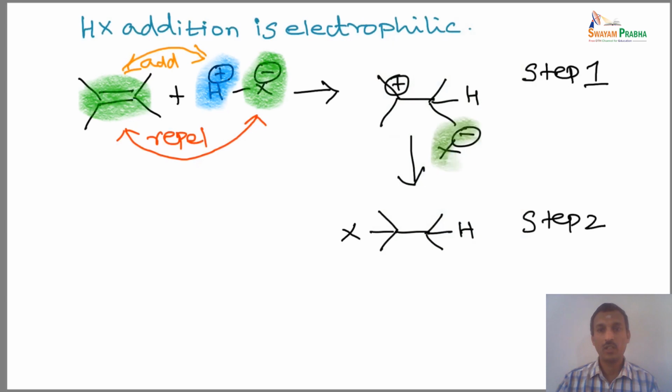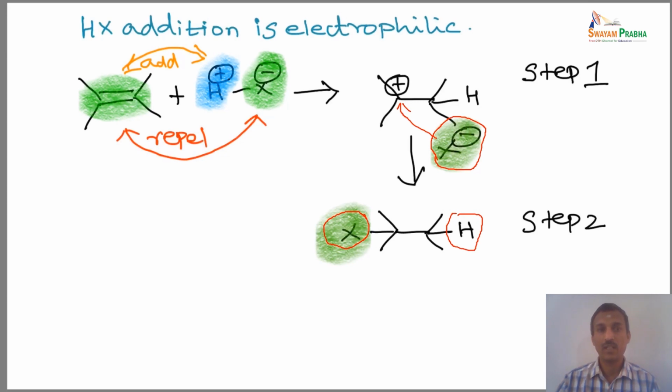So once the carbocation is formed, then what can happen is the X minus, which is electron rich, can now attack the carbocation to form the final product. So in this case, hydrogen adds to one carbon and the X adds to another carbon. So this is the second step.